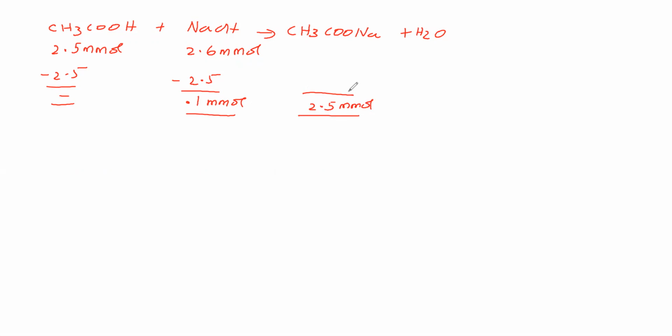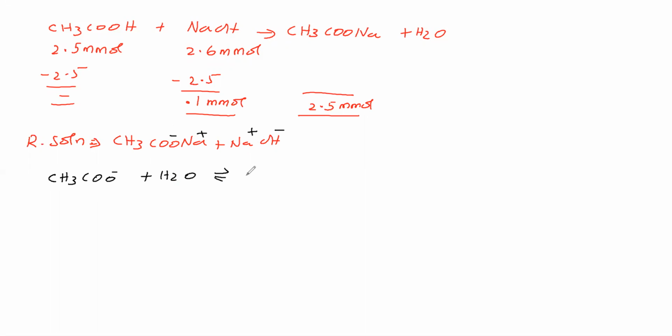Now what is the pH of the resultant solution? In the resultant solution, sodium acetate is there and sodium hydroxide is there. From sodium acetate, we get acetate ion and Na plus. Sodium hydroxide contains Na plus and OH minus. Acetate ion can undergo hydrolysis: acetate ion plus water gives acetic acid and OH minus. This hydrolysis is possible.